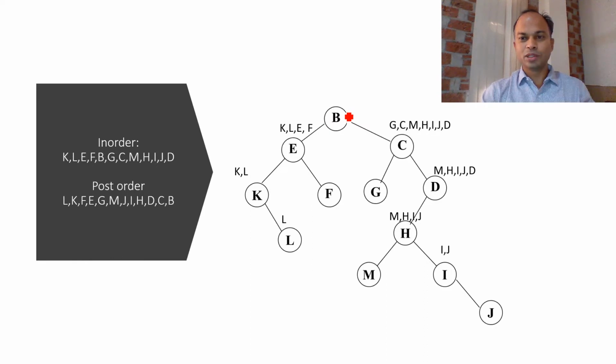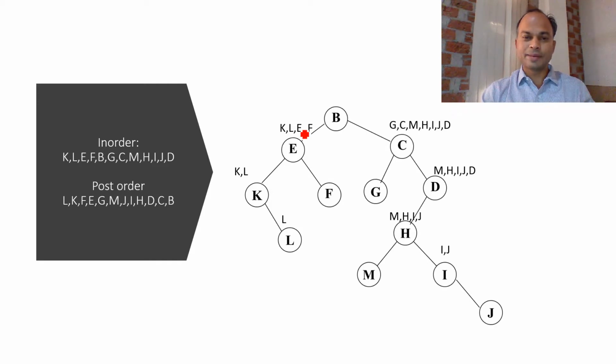After finding the root, we have to refer to the in-order sequence, and in the in-order sequence B is the root. Whatever the left values are, K, L, E and F, therefore K, L, E and F are the left subtree. And similarly the right subtree is G, C, M, H, I, J, D. This is our right subtree.